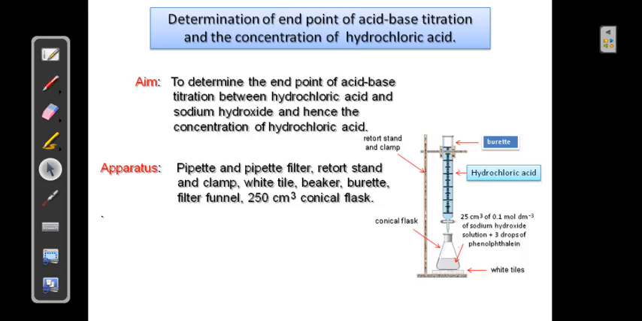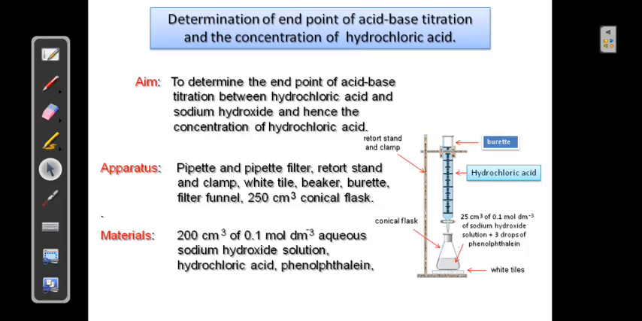When you put a fixed amount there, from the volume of acid that you use, you will know for sure the quantity of acid required to neutralize this quantity of alkali. And of course you need a white tile so that it will reflect the color change effectively. Without that, you may find it difficult to see the color changes. The materials used are 200 cubic centimeter of 0.1 mole per cubic decimeter of aqueous sodium hydroxide solution, then hydrochloric acid and phenolphthalein indicator. These are the things that you will use.